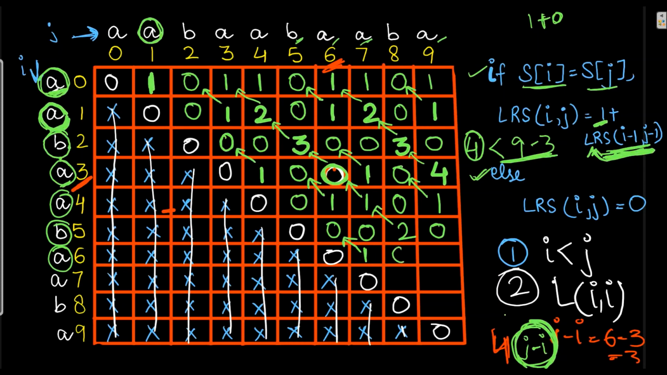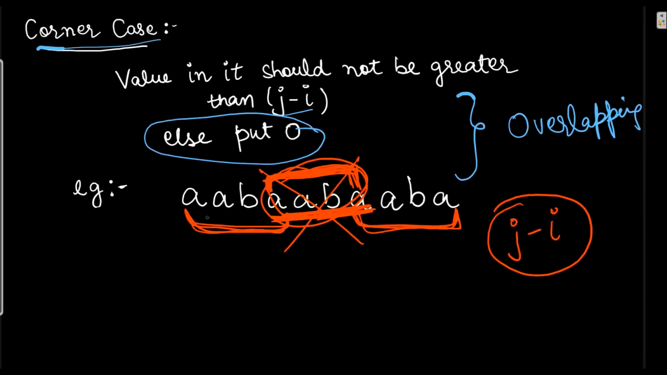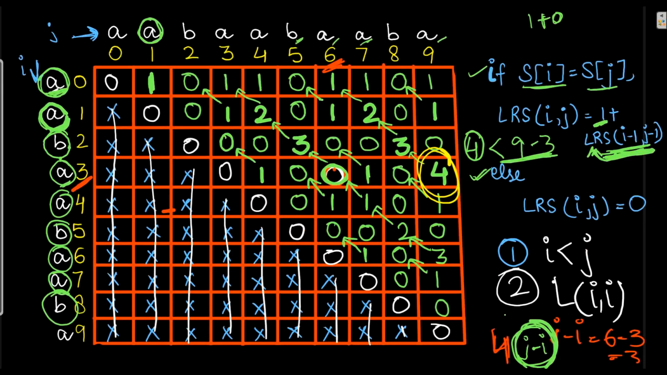A is matching with B? No. A is matching with A? Yes. 2 plus 1, 3. Is A matching with B? Then we'll be going for A. Is A matching with B? 0. A is matching with A? Yes. 1 plus 0 will be 1. Then we'll be going for B. Is B matching with A? No. And the maximum of all of them is 4, which is this AABA, and it is repeated 2 times. So this is how this dynamic programming will be performed.